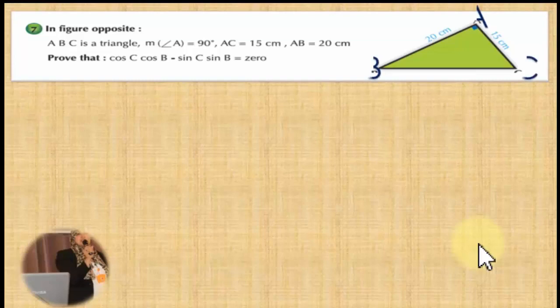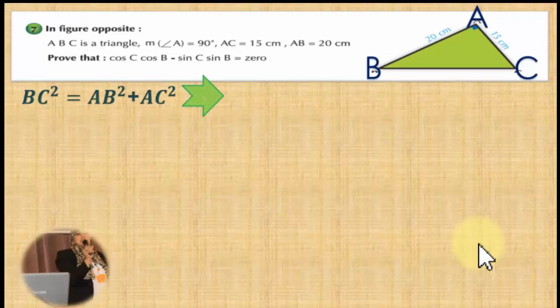Another question. In the opposite figure, ABC is a triangle. Measure of angle A equals 90 degrees. So it's a right angle triangle. AC equals 15 centimeter. AB equals 20 centimeter. Prove that cosine C cosine B minus sine C sine B equals 0. We have the left hand side cosine C cosine B minus sine C sine B, and the right hand side 0. Okay, let's start with the left hand side, but before we start we must calculate BC.